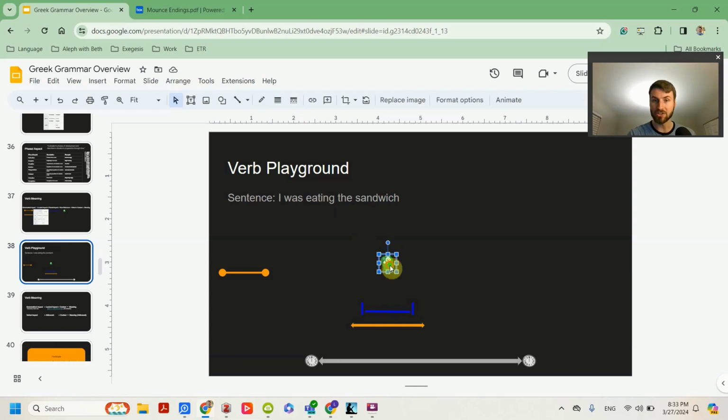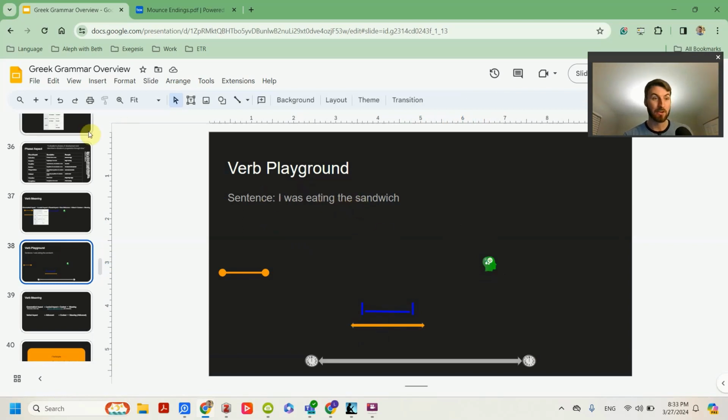And so what changes is how the speaker is referring to the action. So the speaker is ahead of time. It's referring to something in the past, and it's referring to that past event that is imperfective aspect. So it's ongoing still. I was eating the sandwich.